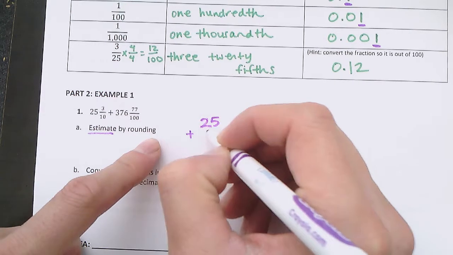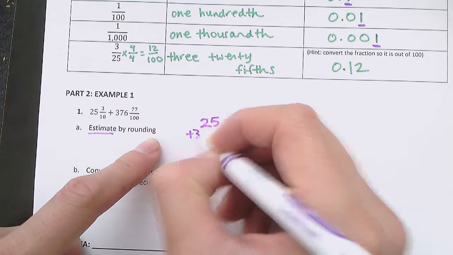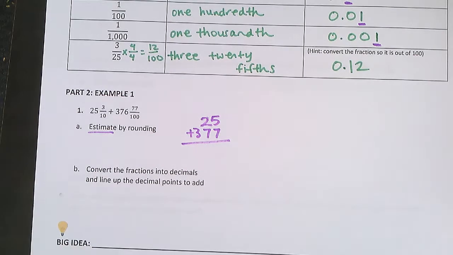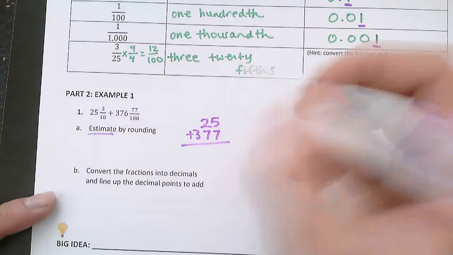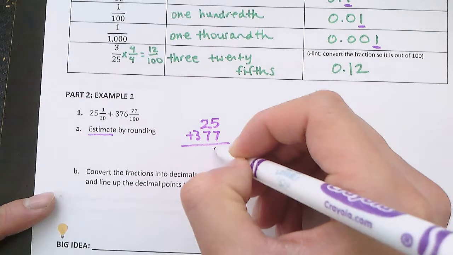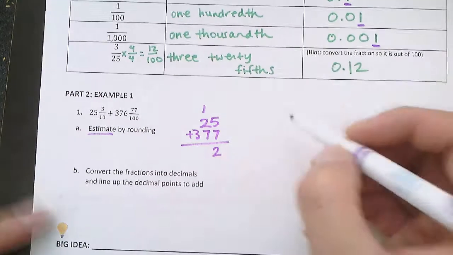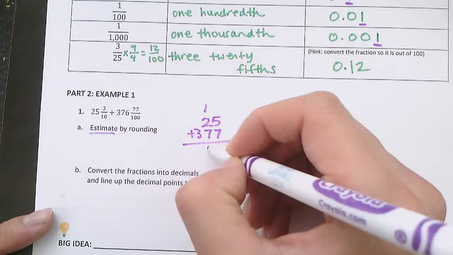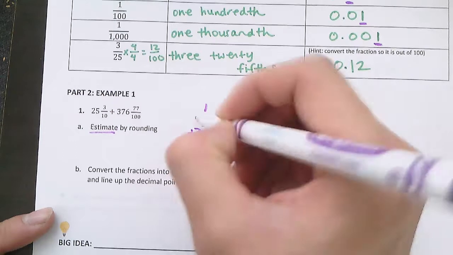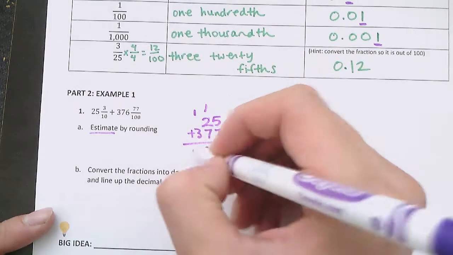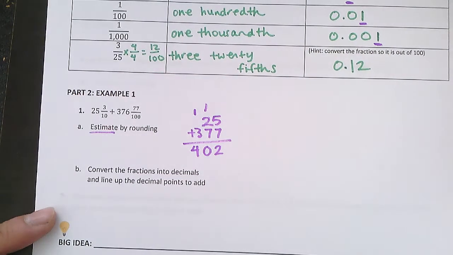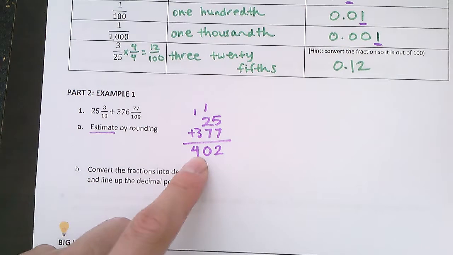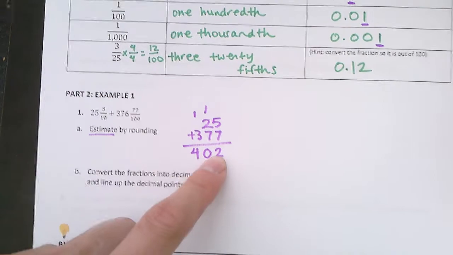Let's add it here. So 25 plus 377. Just like that. We keep it lined up to the right. 7 plus 5 is 12, carry the 1. 7 plus 2 is 9, plus 1 is 10. So put a 0 here, carry the 1. 3 plus 1 is 4. So we know now that our final answer should be something very close to 402.